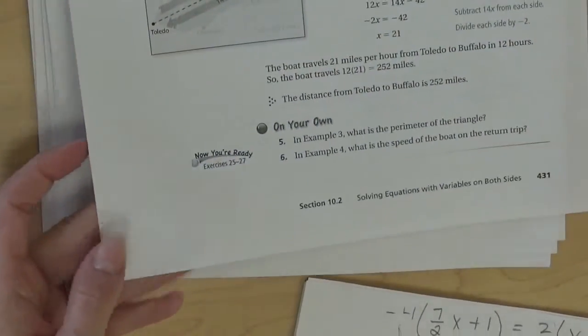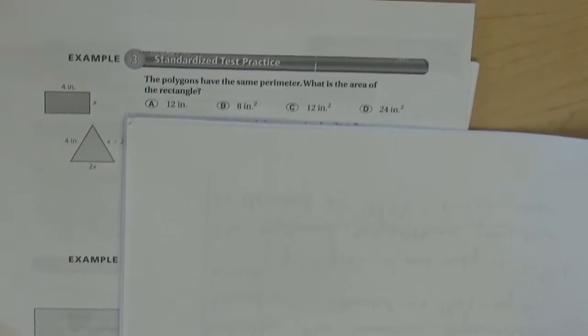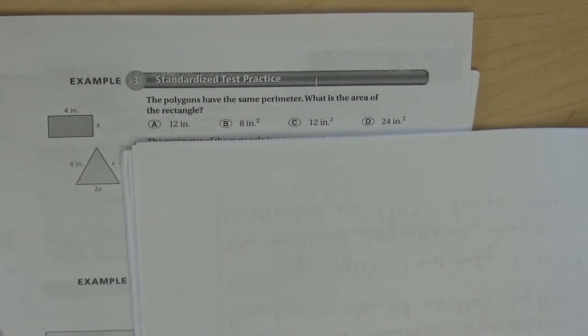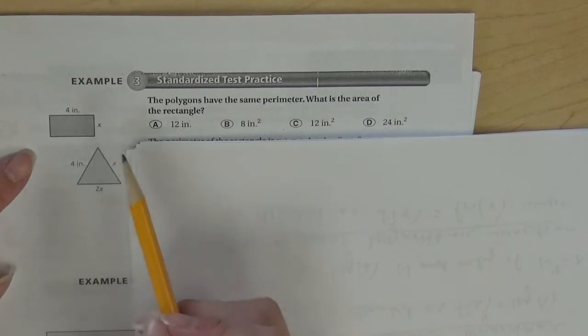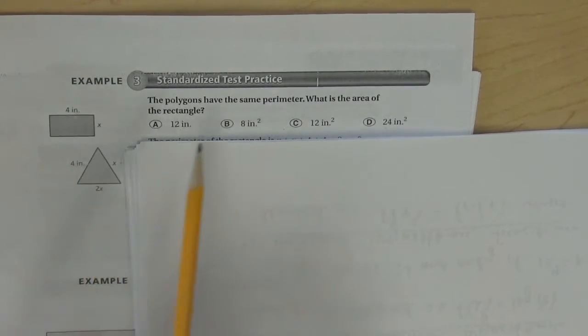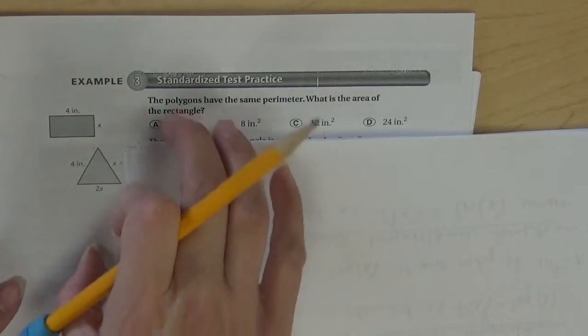Let's go on to example 3. So in example 3, we are told that these polygons on the left side, the rectangle and the triangle, have the same perimeter. They want to know what is the area of the rectangle. So in order to find the area of the rectangle, we're going to need to solve for x.